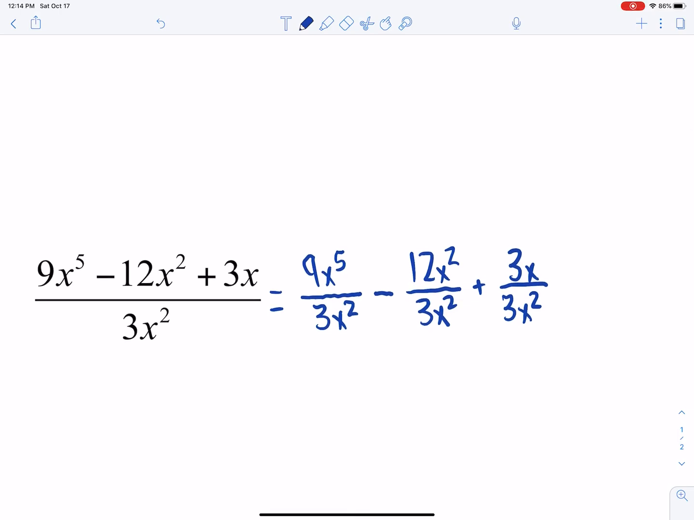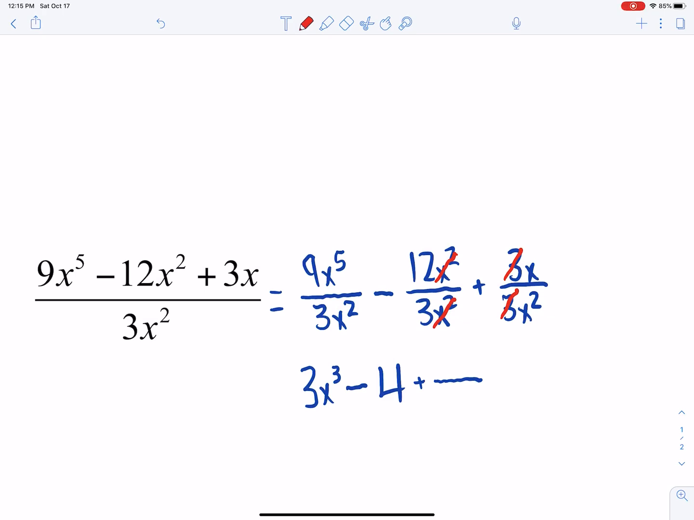So our first one, 9 divided by 3 is 3. x to the fifth divided by x squared. You subtract the exponents, 5 minus 2, and it becomes x cubed. On our next one, we've got the same variable power on the top and the bottom, so they just cancel each other out completely. And we have a minus in the front. 12 divided by 3 is 4. Now take a look at that last fraction. We've got a plus in the front. Here, there's a 3 on the top and the bottom. It works the same thing. If it's the exact same thing on the top and the bottom, they cancel out like that.